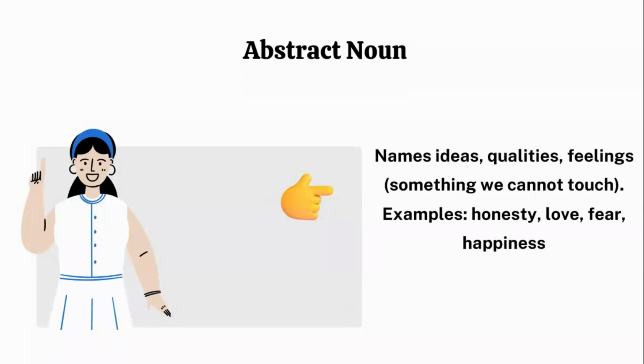Names ideas, qualities, feelings, something we cannot touch, but we know that ideas and qualities we can feel it, we can know it, but we can't touch it. So that is abstract noun. With an example, we can say honesty.